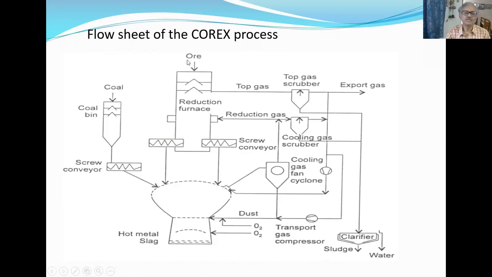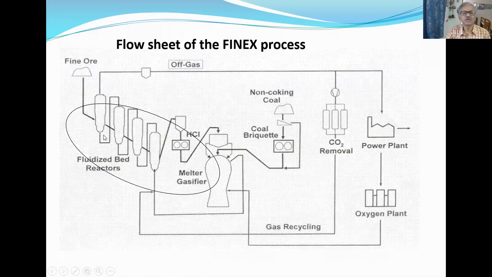This is the Finex process. You can see here the fluid bed reactor is used, and then there is the iron ore fines. Then it is called the hot compacted iron. Basically, you briquette it, and then you charge it into the melter gasifier. Similarly, the non-coking coal also, after drying, you briquette it, and then you charge into the melter gasifier. And also you operate an oxygen plant. You can run a power plant, and that can support the oxygen plant that is required because you are charging the oxygen into the fluid bed reactor, and also into the gasifier.